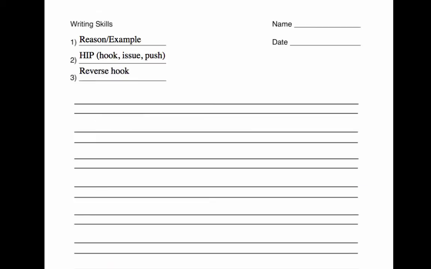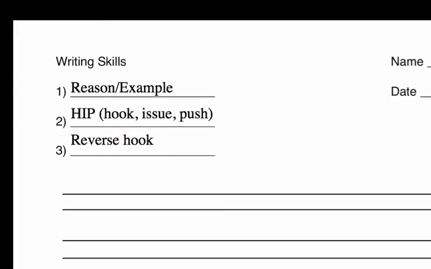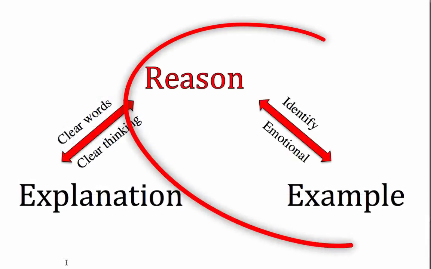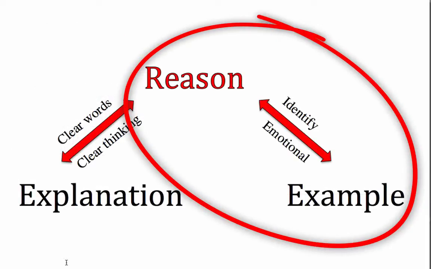Take a piece of the class writing paper. In the Writing Skills section, write reasons, examples. This is to stress that you're to focus your attention on the example. You're trying to find real-life instances that your reader will be able to associate with. This will create a strong emotional response.